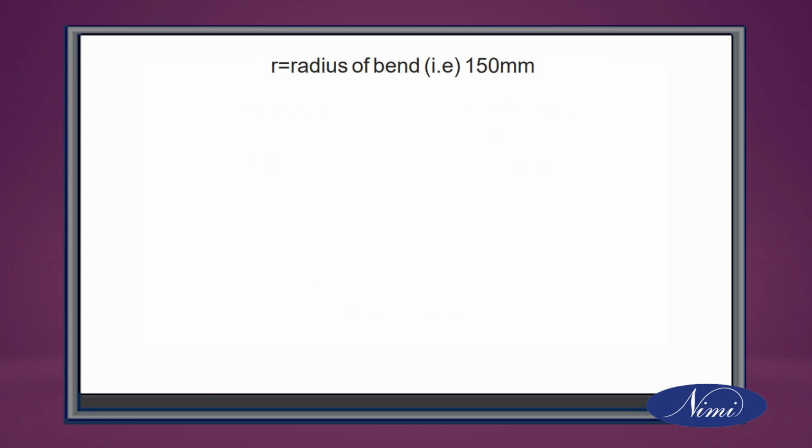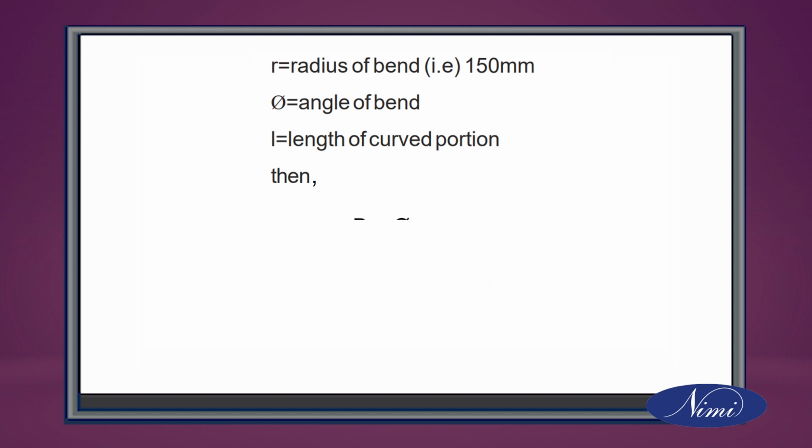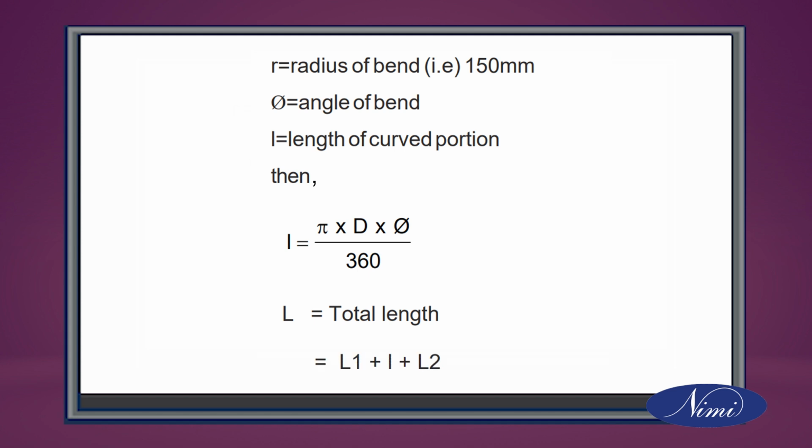R is equal to radius of bend. Theta is equal to angle of bend. L is equal to length of curved portion. Then L is equal to pi into d into theta divided by 360. Total length is equal to L1 plus L plus L2.